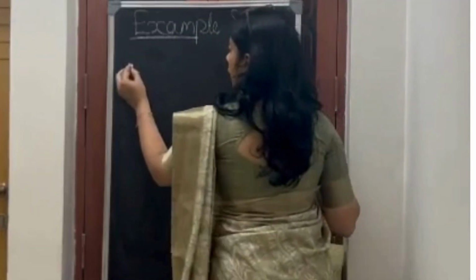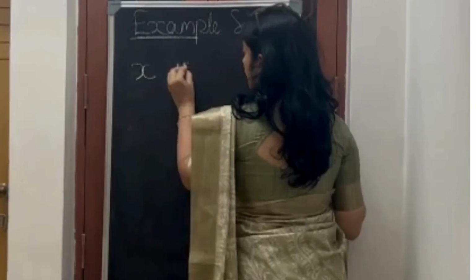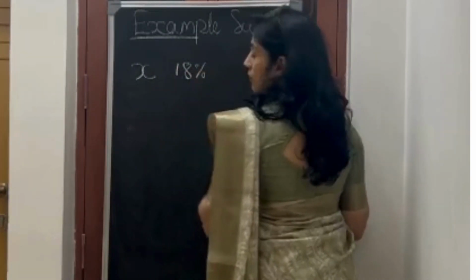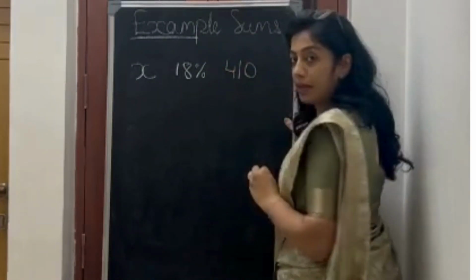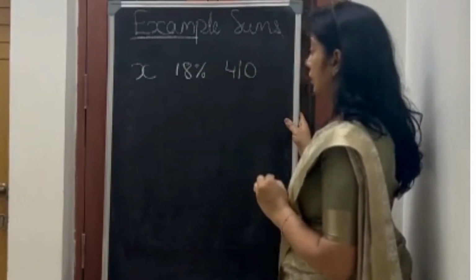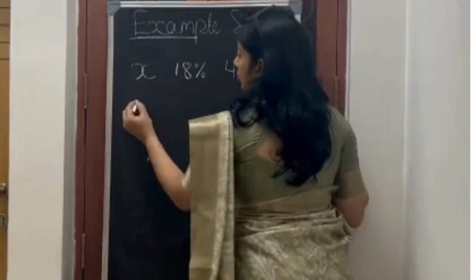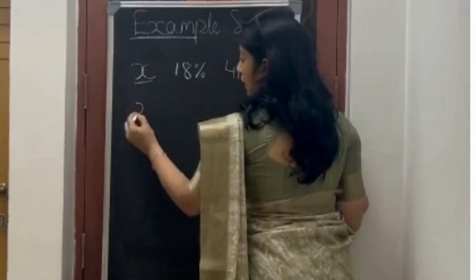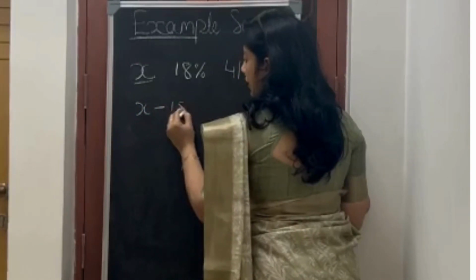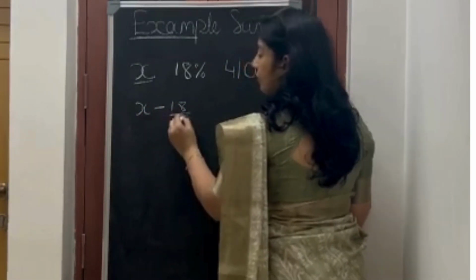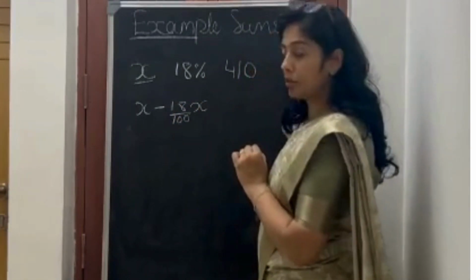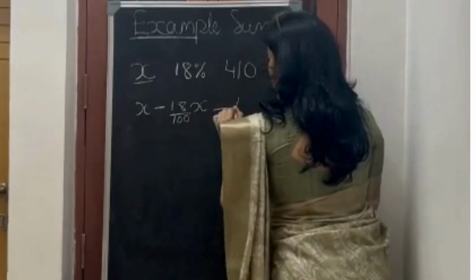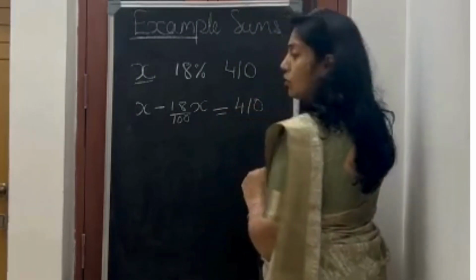My first question for the day is: a number when decreased by 18% will give you 410. Find the number. So how should I do it? Let's take the number as x. So x decreased by 18%. 18% of what? 18% of x. Remember to write this: x minus 18% of x will give you 410.